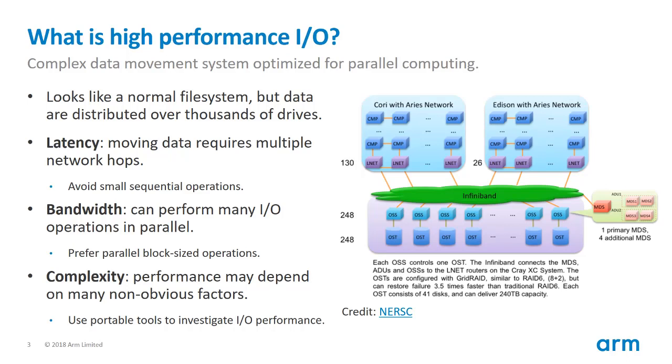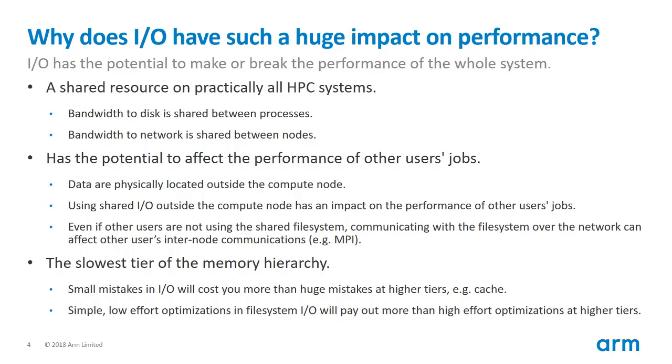So why does I/O have such a huge impact on performance? Well, on virtually all HPC systems, I/O is inherently a shared resource, not only between all parallel processes in your particular application, but also between all the applications on the system. This means that I/O performance optimization in your application has the potential to improve performance system-wide. Does your sysadmin seem to hate you? If so, then you probably have an I/O issue in your code.